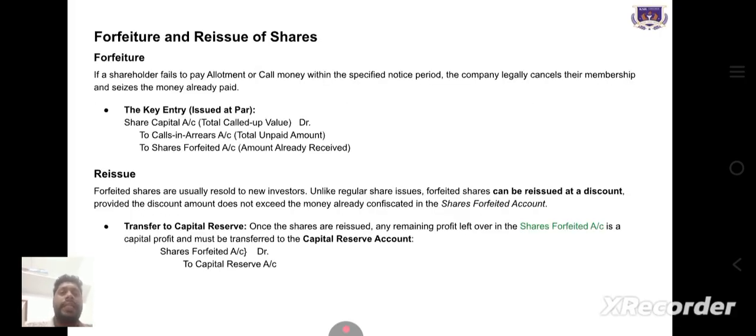Forfeiture and reissue of shares. For forfeiture, if a shareholder fails to pay allotment or call money within the specified notice period, the company legally cancels their membership and seizes the money already paid. Reissue: forfeited shares are usually resold to new investors. Unlike regular share issues, forfeited shares can be reissued at a discount, provided the discount amount does not exceed the money already confiscated in the share forfeited account.